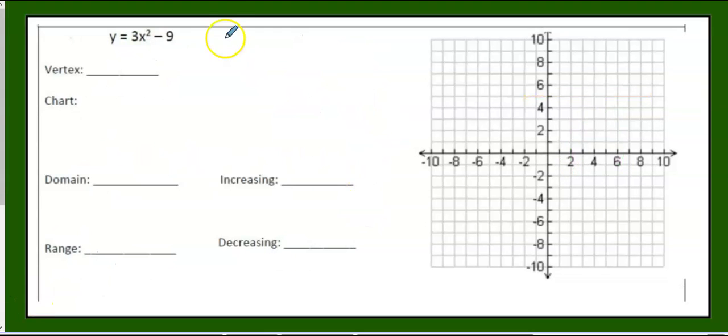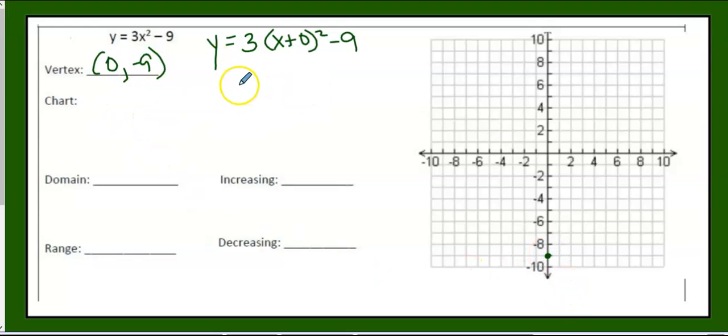This one's written a little bit different, but we can rewrite it as y equals 3 times (x plus 0) squared minus 9. That doesn't change the value of it at all. It's just that when you don't have the parentheses here, it's the plus 0. So my vertex is at 0, negative 9. Let's go ahead and plot that. 0, negative 9 is right here.